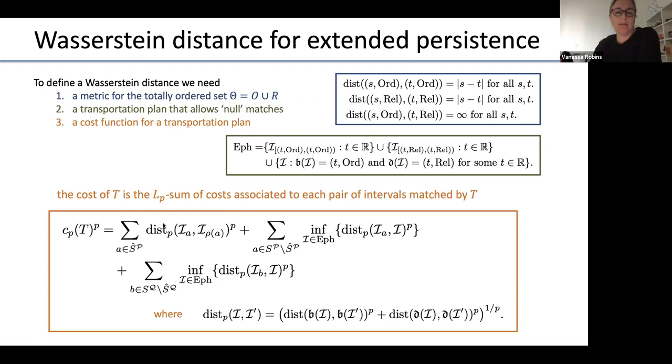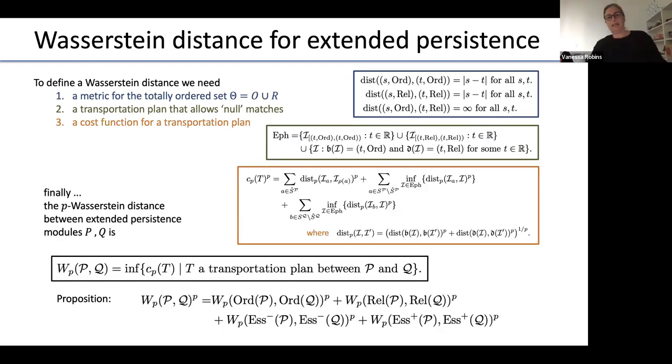So our cost for the transportation plan is going to be adding up the distances between all the intervals that are paired under the bijection. And then we're going to look at all the unpaired intervals and we're going to match them to something in the ephemeral set. So this is just like matching things to the diagonal, basically. And we're doing that for the unpaired intervals in P and then the unpaired intervals in Q. And then finally, Wasserstein just takes the smallest cost out of all possible transportation plans, right? Nice and easy.